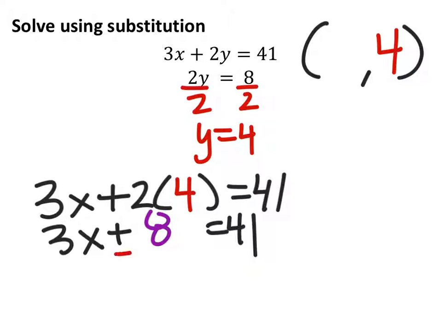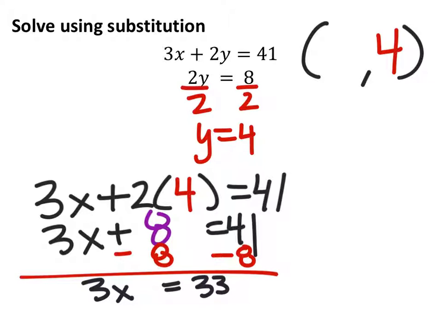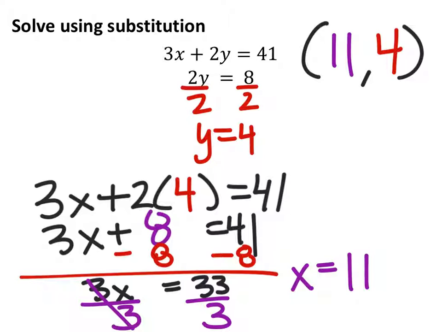And then to solve for x, we would subtract 8 from both sides, which gives us 3x equals 33, and then would divide both sides by 3. And when we do that, of course, that becomes a 1. 33 divided by 3 tells us that x is 11. So this would be our solution.